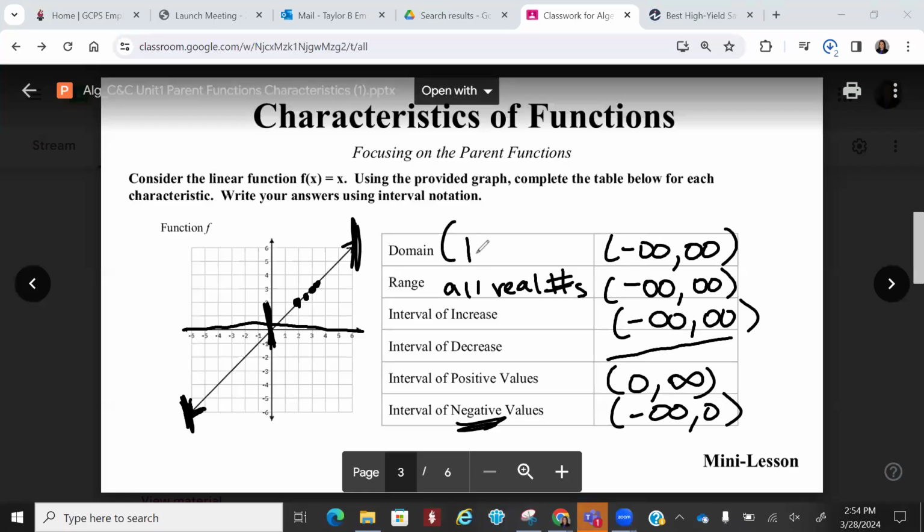Range, with all real numbers. Okay. And that's from bottom to top, right? Okay. How do we find increase and decrease? Okay. And then positive and negative values. How do we find those? Negative, okay, and then it's above, the positive. All right, let's look at the next one.